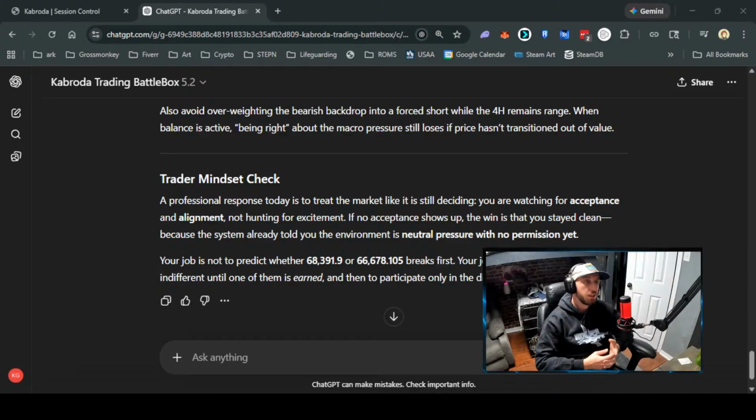The win is that you stayed clean because the system already told you the environment is neutral pressure with no permission yet. Your job is to predict whether that 68.391 or 66.678 breaks first. Your job is to be emotionally indifferent until one of them is earned, and then to participate only in the direction price has actually proven.